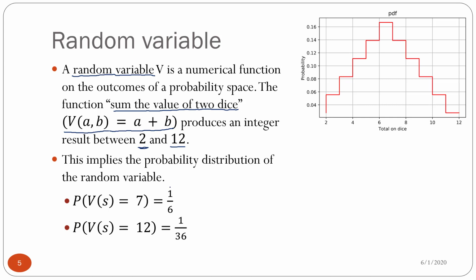Let's look at these two cases. What are we saying here? We are saying, what is the probability where the result of the outcome, S, is an outcome? We don't know what that outcome is, but we know that the value is 7. So what does that mean?